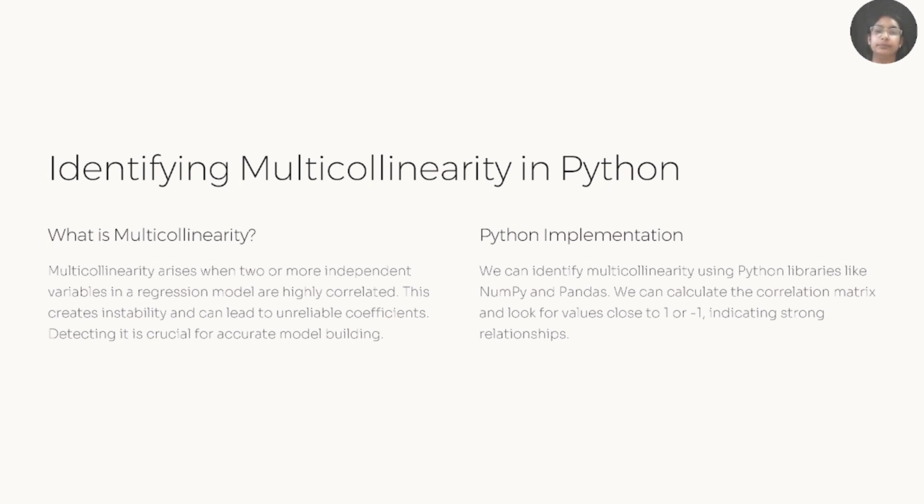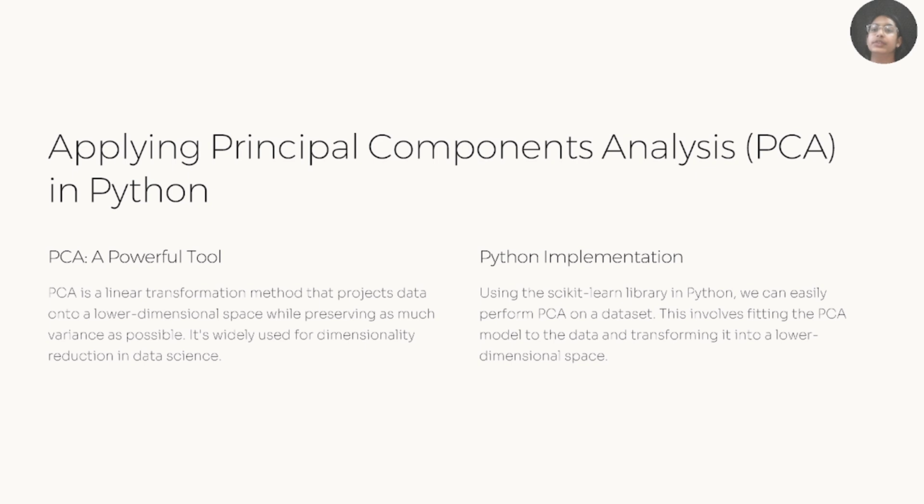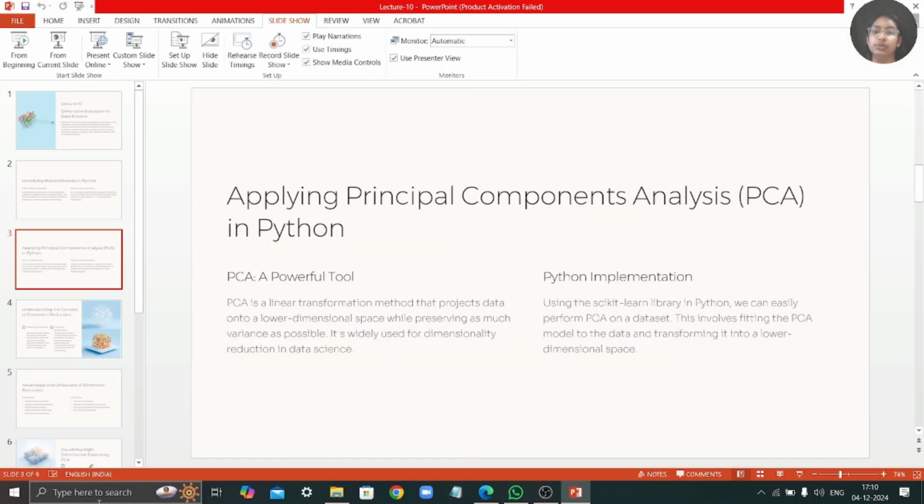Let's see the next slide, which is how we can do this using principal components analysis. What is PCA? It is a powerful tool, a linear transformation method that projects the data onto a lower dimension space while preserving as much variance as possible. It's widely used for dimensionality reduction in data science. As I've said, we have so many predictors, so we are shortening or reducing them while preserving as much variance as we can. Let's see the code for these two in Python.